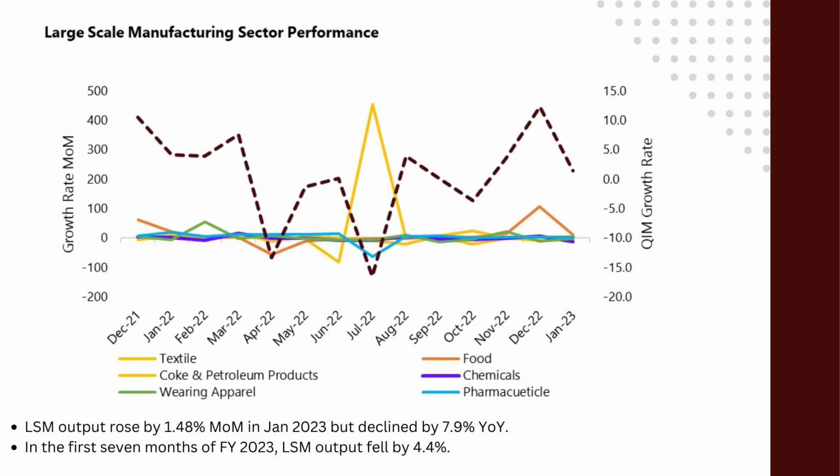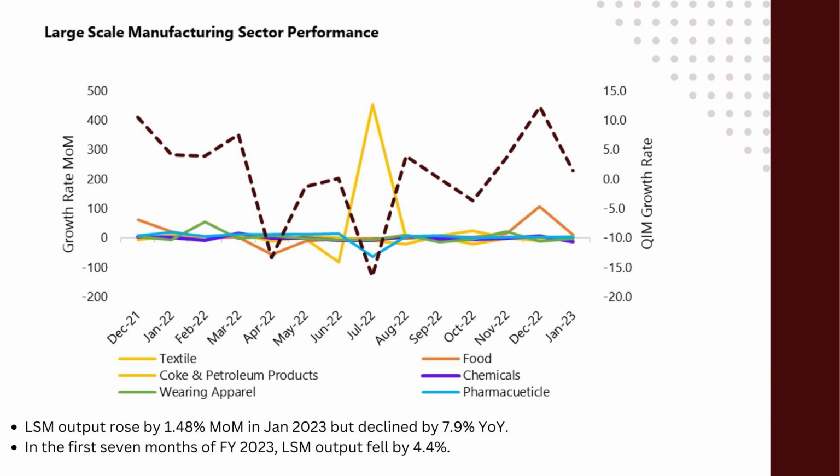The next macroeconomic indicator is the performance of the large-scale manufacturing sector. The output of the large-scale manufacturing sector rose by 1.48% in January as compared to December 2022, but it declined by around 8% if we compare January 2023 to January 2022. And in the first 7 months of the fiscal year 2023, large-scale manufacturing sector output declined by around 4.4%. The underlying reasons behind this decline are a significant hike in the interest rates, political instability at home, and closure of businesses due to import restrictions.